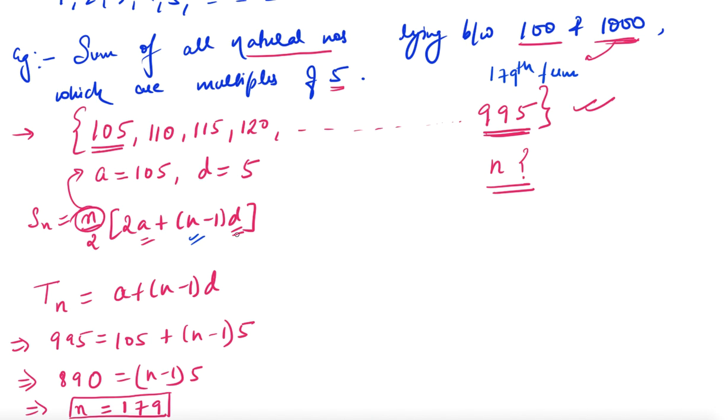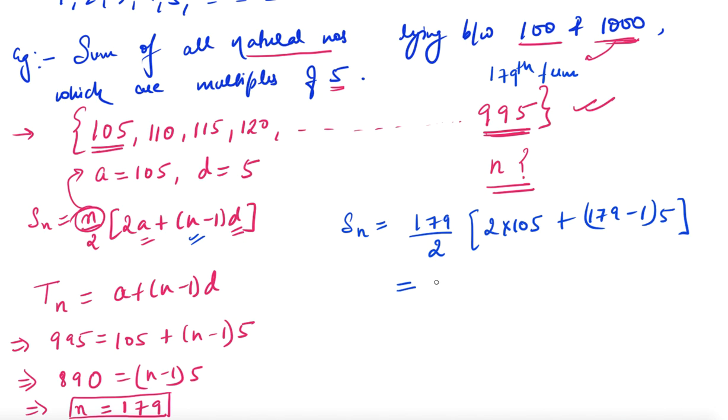Now we have n, so we can easily find the sum of n terms. n by 2, now n is 179, so 179 by 2 into (2 into 105, which is the first term, plus (179 minus 1) times the common difference). When you solve this, you will get your answer as 98450. So the sum of the given arithmetic progression from 105 to 995 is equal to 98,450. This is how you solve questions related to arithmetic progression.